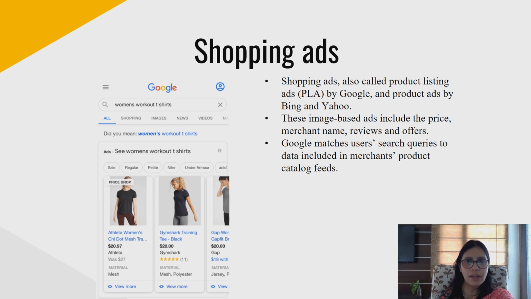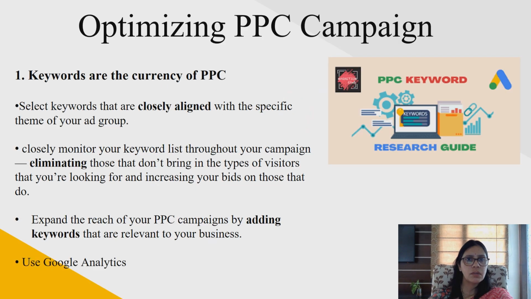Google matches users' search queries to the data included in merchant product catalog feeds, and this is how they display the ad. So for example, if you have entered a search query like women workout t-shirt, now this query is matched with the details or the specification written by the merchant in the catalog, and once it matches, they display it in the form of result. So those were the three types of PPC ads.